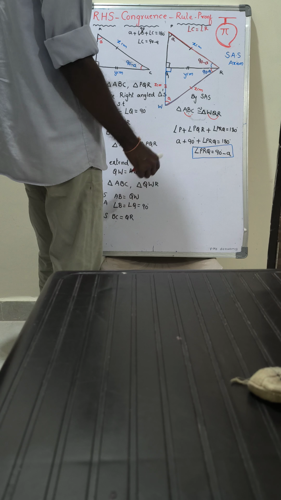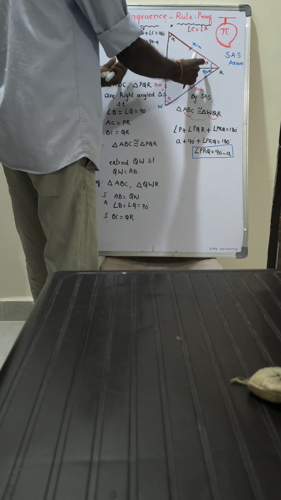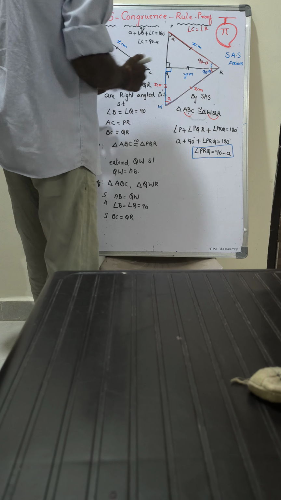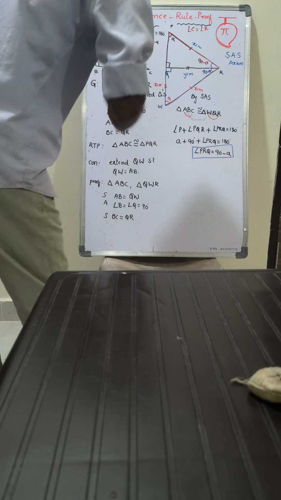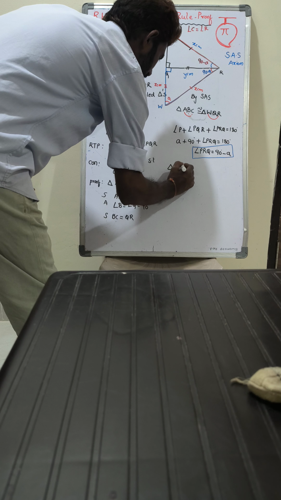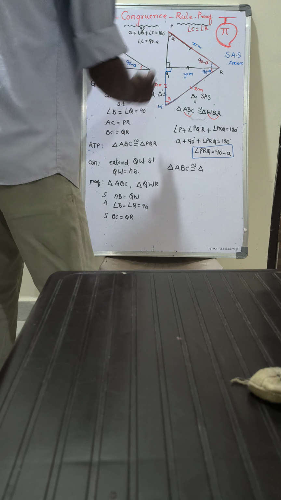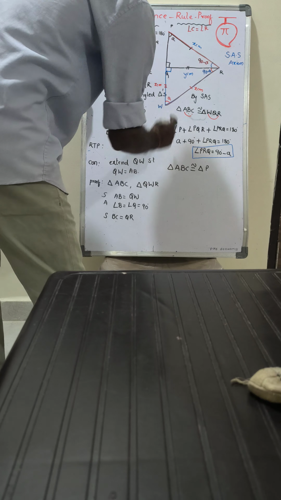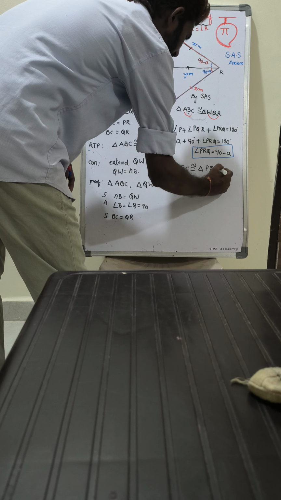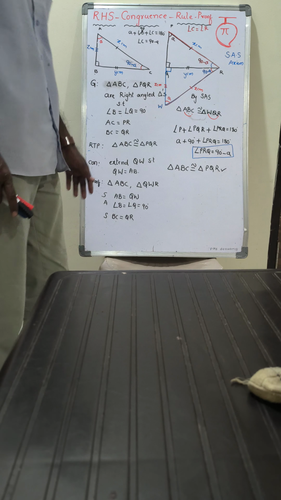How can you say these two triangles are congruent? See, these two sides are equal, x and x. These two sides are equal and these two angles are equal. Side, angle, side. By SAS, these two triangles are congruent. So therefore, directly I can write: triangle ABC is congruent to triangle, A corresponding is P, B corresponding is Q, C corresponding is R. So triangle ABC is congruent to triangle PQR. This is what we needed to prove. We have proved it. So very simple.